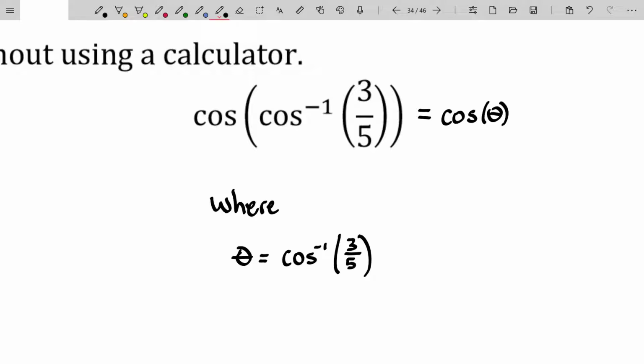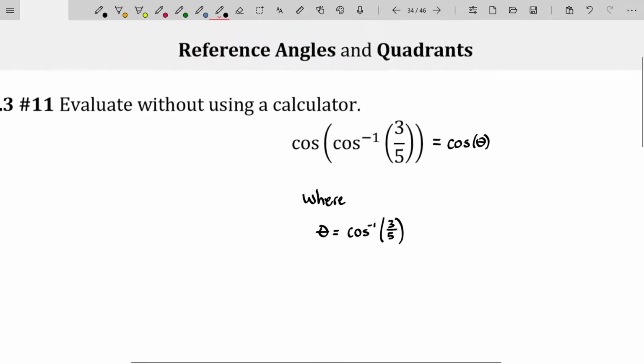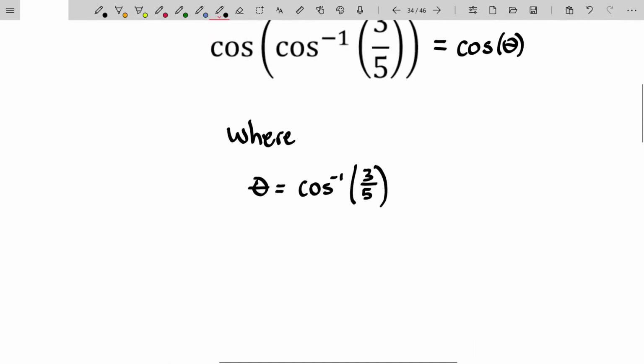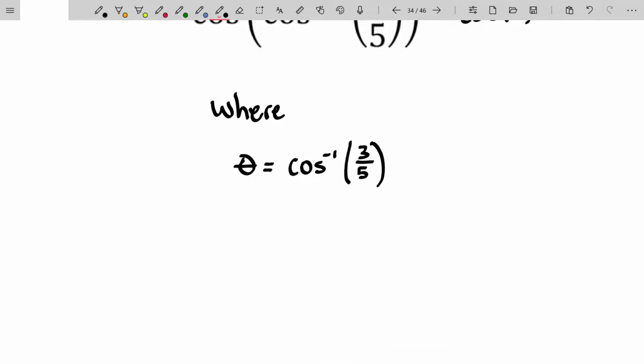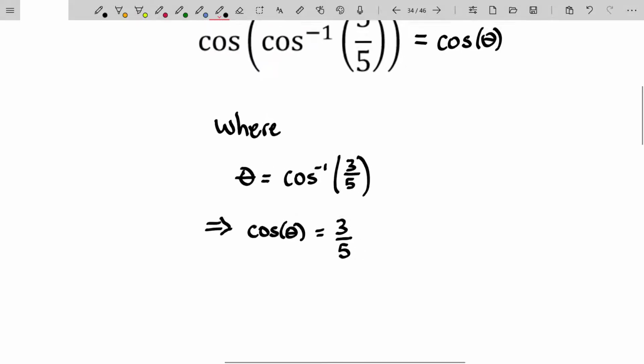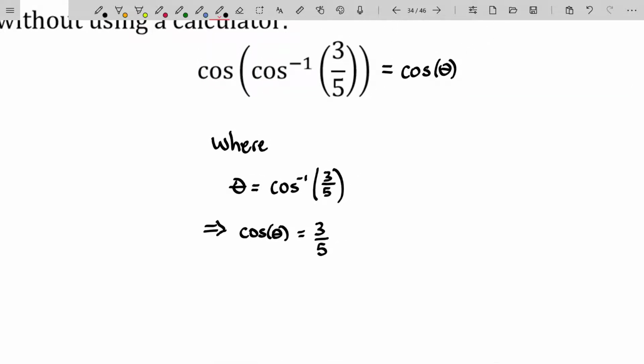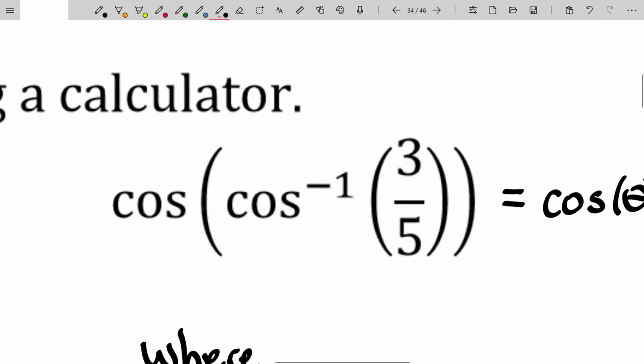Now you should not grab a calculator. And you might say, but that's not a special ratio, so I don't know what the special angle is for this. And I would tell you, you don't need it, actually. You really don't. Because this implies, by definition of the inverse trig functions, that cosine of theta will equal 3/5.